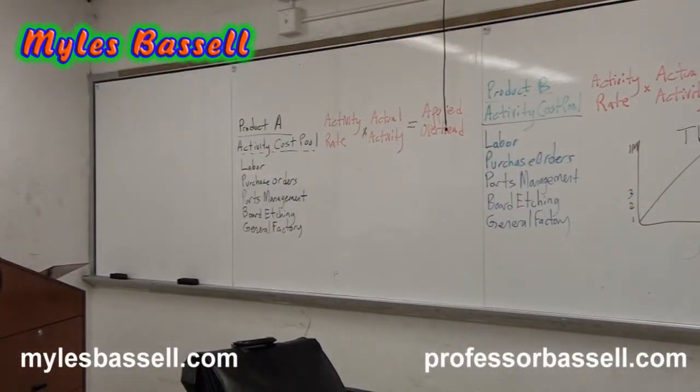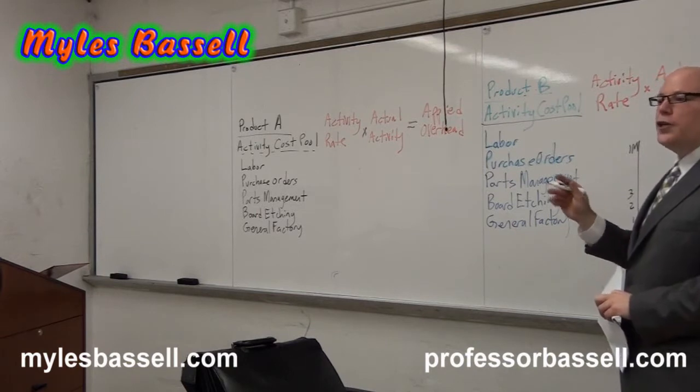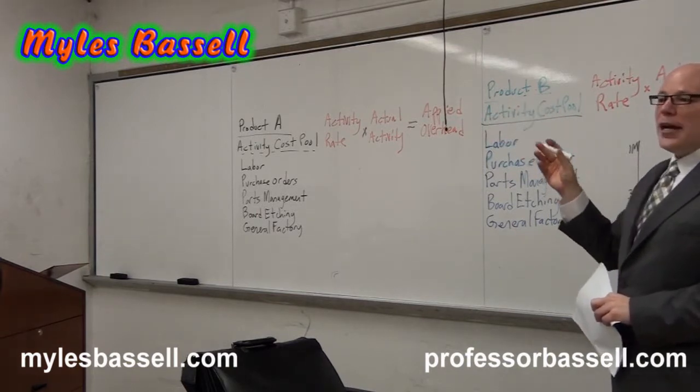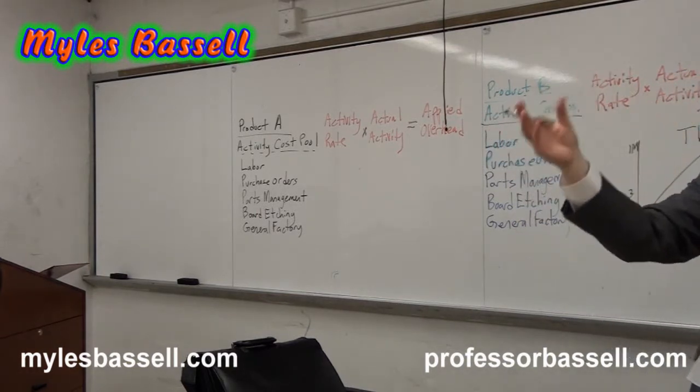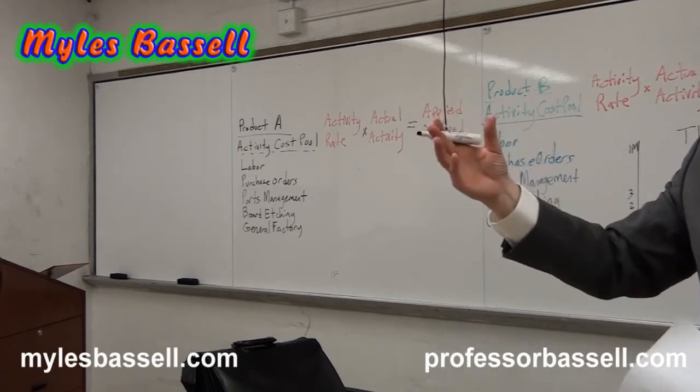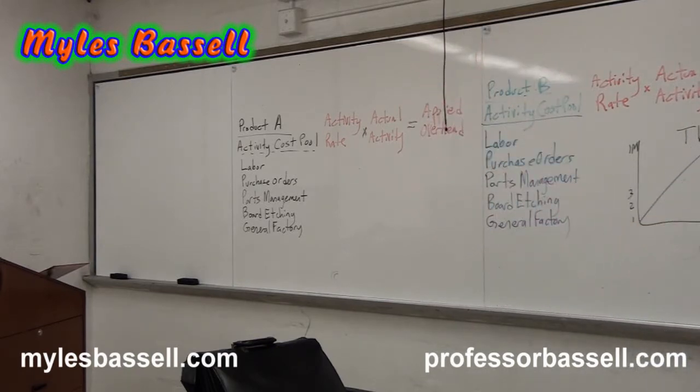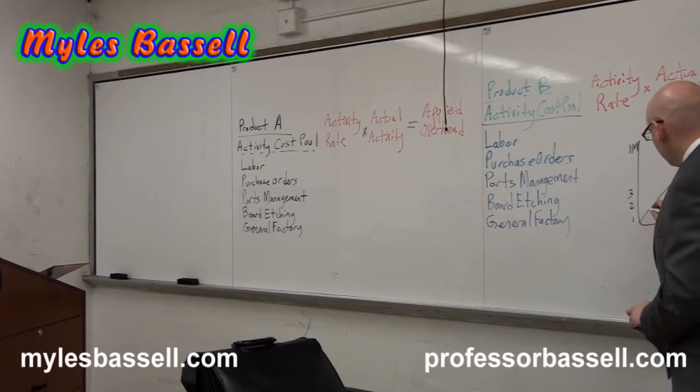So, if we're making 1 unit, we're using 1 ounce of plastic. If we're making 2 units, we're using 2 ounces of plastic. 3 units, 3 ounces of plastic. So our total variable costs are increasing.